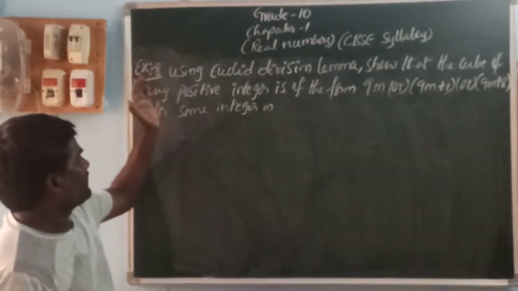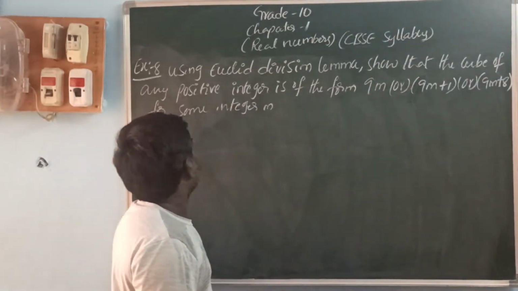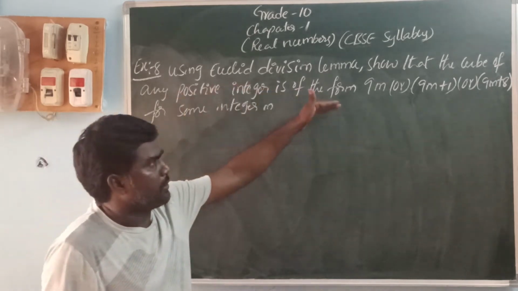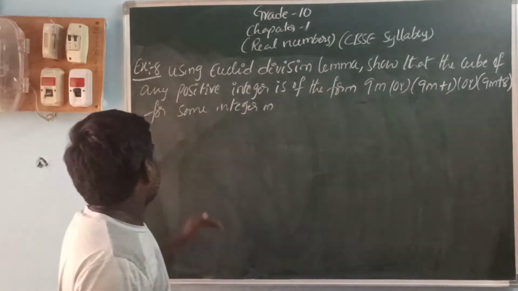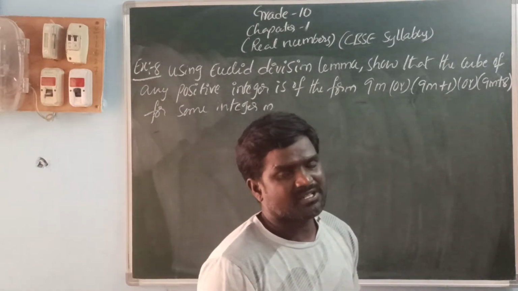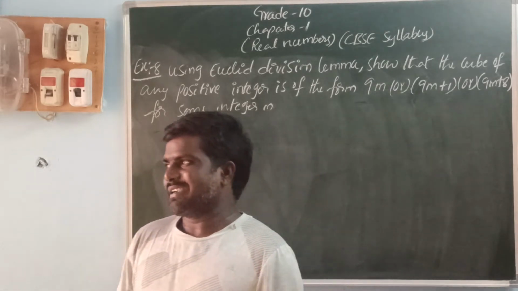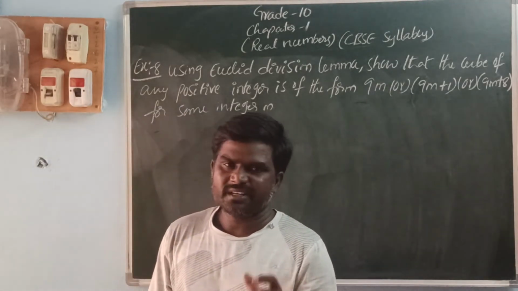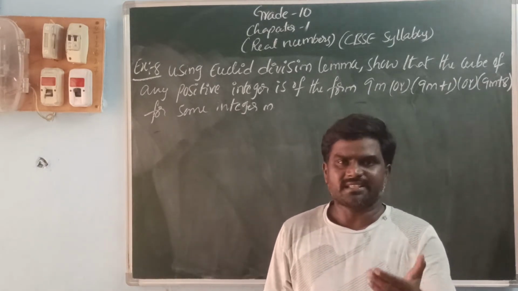Next, example 8. Using Euclid division lemma, show that the cube of any positive integer is of the form 9m or 9m plus 1 or 9m plus 8 for some integer m. 9m means multiples of 9. That means the integer divided by 9 leaves remainder 0. 9m plus 1 means the integer divided by 9 leaves remainder 1. 9m plus 8 means the integer divided by 9 leaves remainder 8.